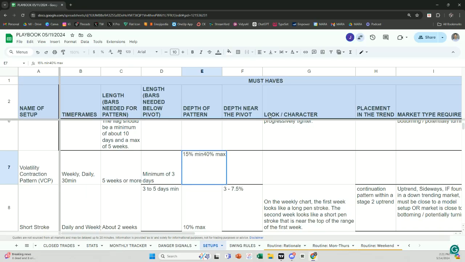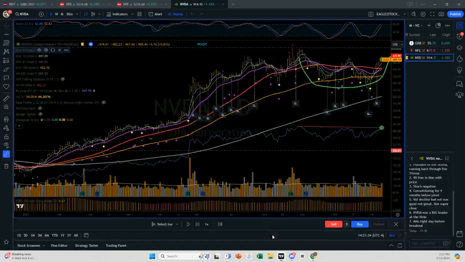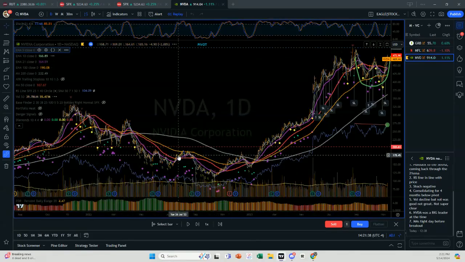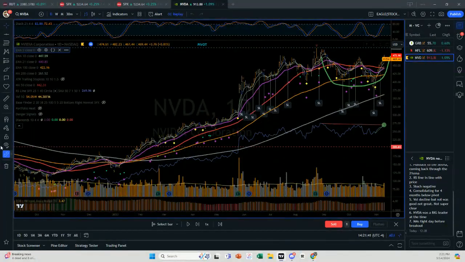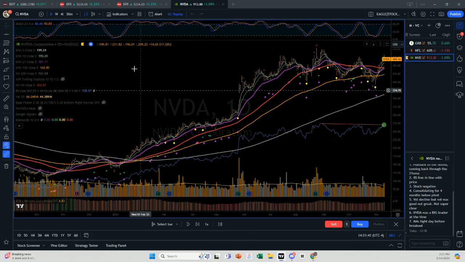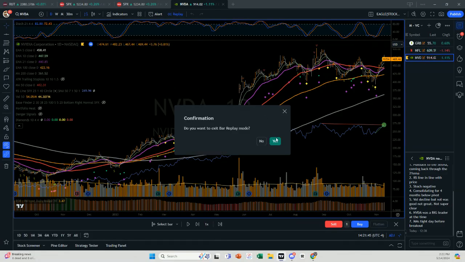minimum, to 40% max. And the reason why I'm giving myself that range is because if it's too shallow, then it tends to be too slow of a mover. So let's just say, for example, that we're looking at Nvidia again. Too deep, too much volatility; too shallow, not enough energy.